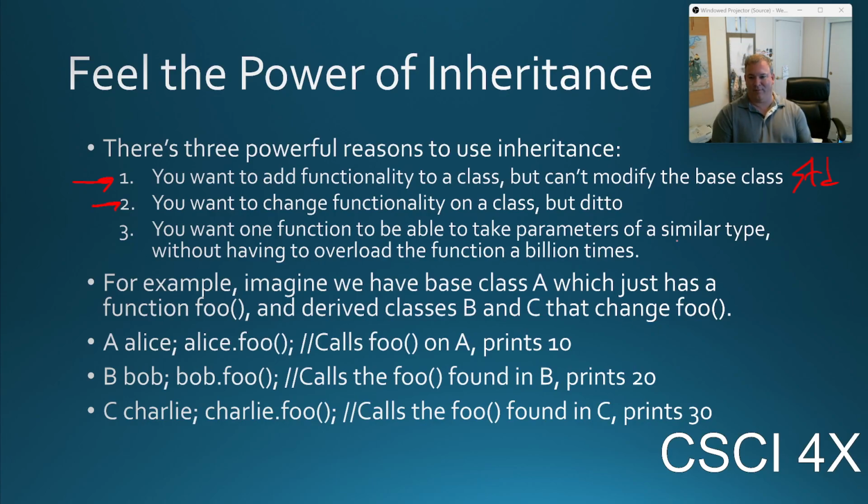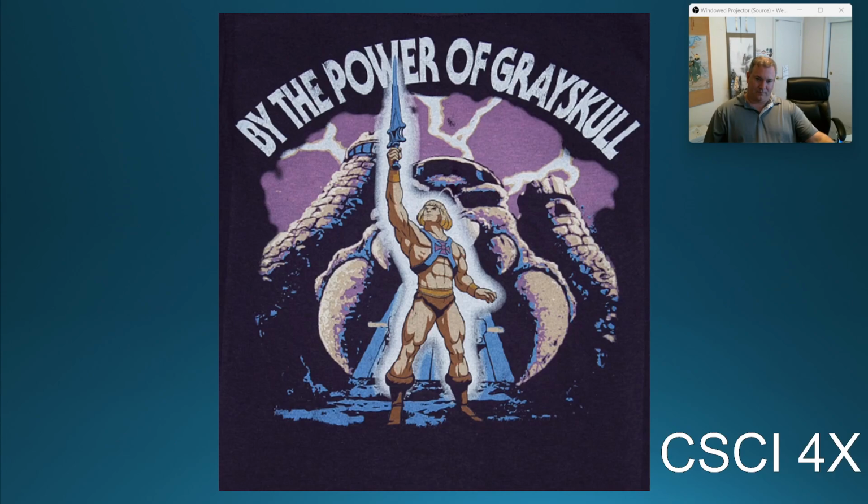So you want one function to be able to take parameters of similar type without having to overload the function a billion times. Like I said, in Unreal Engine, there's this actor class, and the actor class has like 500 children classes. It's crazy. So instead of writing a different function for pawns and characters and actors and all this kind of stuff, you can write a function that just takes an actor, and then any child of the actor class will work with it. So that's nice. You only have to write the function once instead of 500 times. So there you go. That is the power of inheritance.